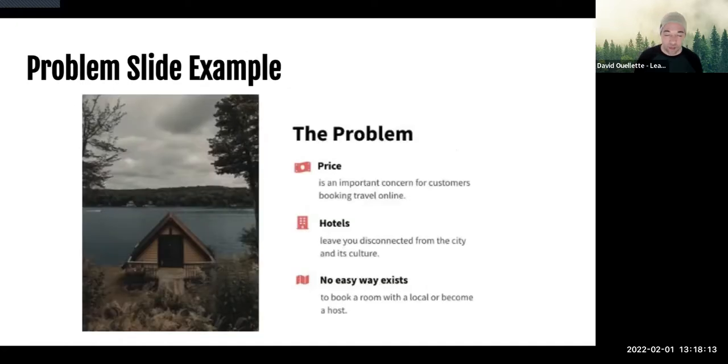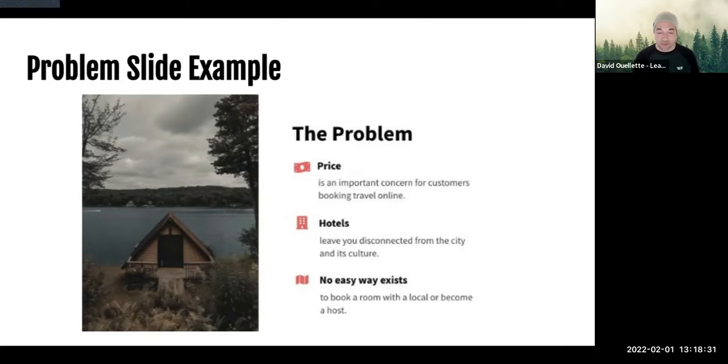So an example here from Airbnb, they identify their problem right here. What's the problem? Okay, for travelers, it's an important concern for customers to book travel online. So price is a major problem. Finding an affordable place to stay is a problem.